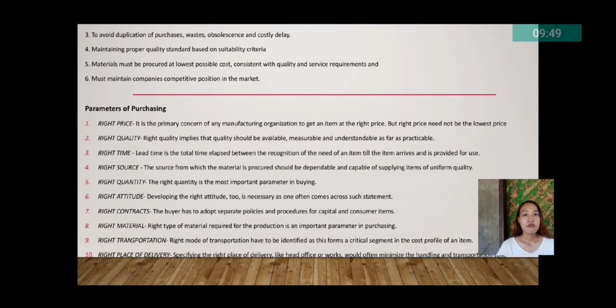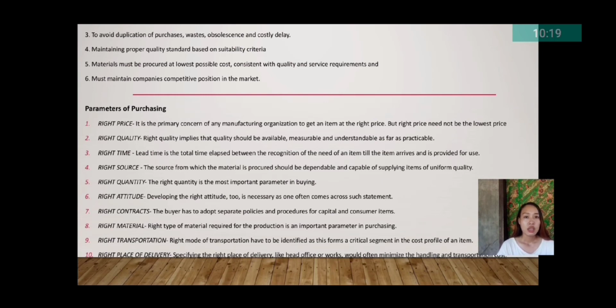Next is to avoid duplication of purchase, waste, obsolescence, and costly delay. So, avoid na natin pag-double ng pag-purchase, pag-sayang, tas pag-delay ng product. Maintaining proper quality standard based on the sustainability criteria. So, kailangan i-maintain yung criteria ng product natin na maging sustainable gihapon.